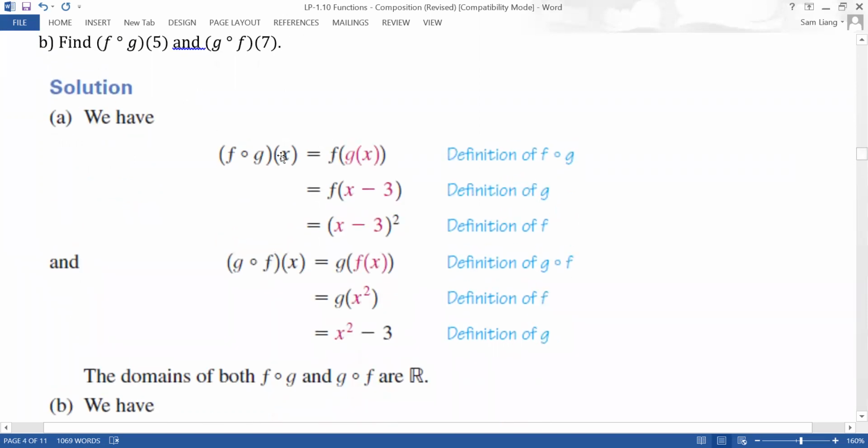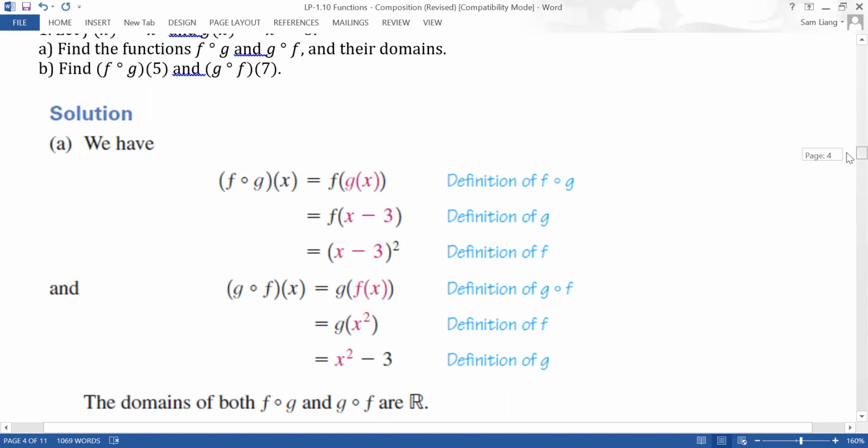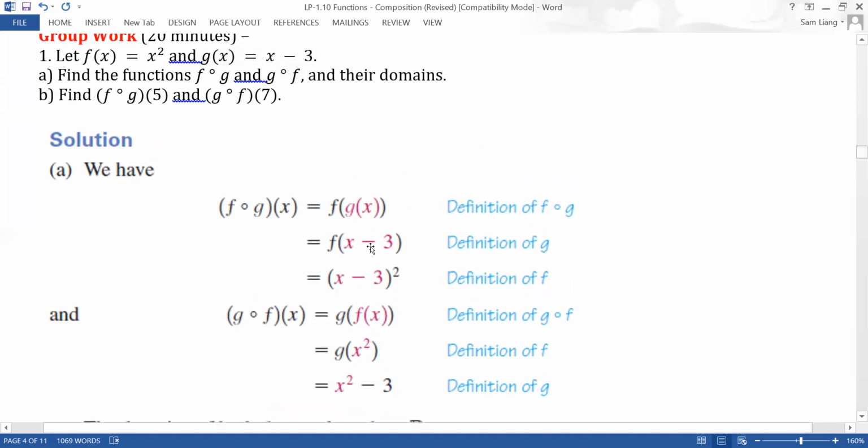So f composed with g of x. We're first going to just take g of x. G of x is x minus 3. And we're going to plug that into f, right? So f of x is x squared, so we're going to plug that in. So we get x minus 3, that entire thing squared. So that's your answer for that first part. And then g composed with f, we get f of x first, that's x squared. And then we just plug that into here, right? So replace x with x squared, we get x squared minus 3. And that's your answer for that part.